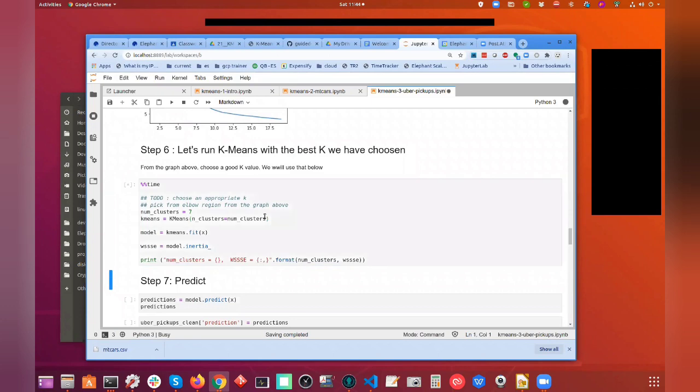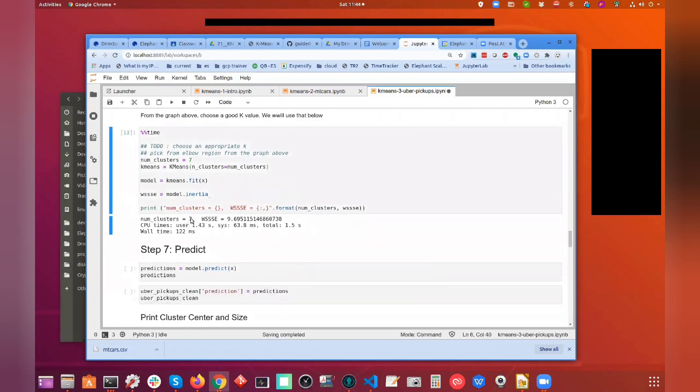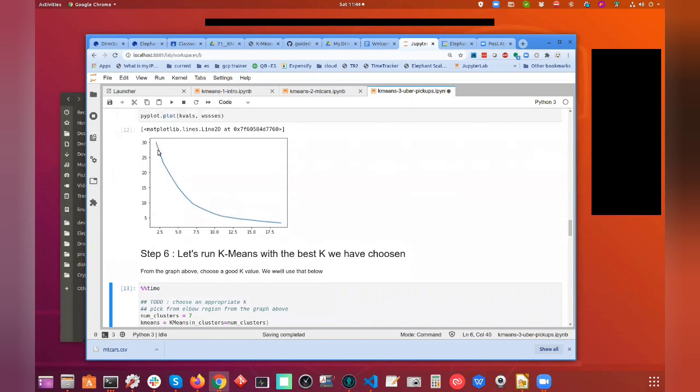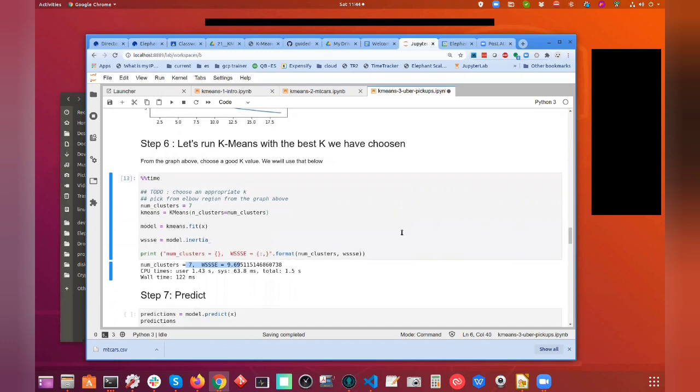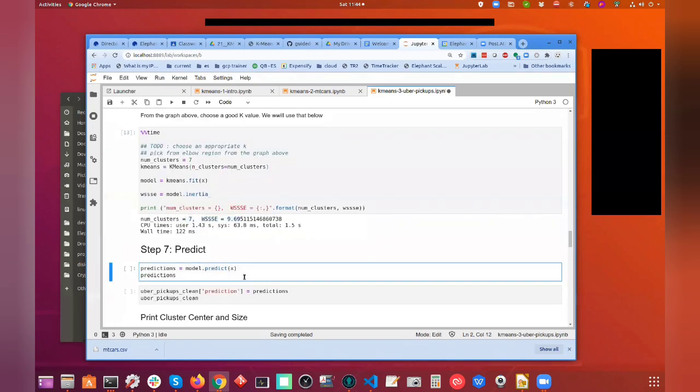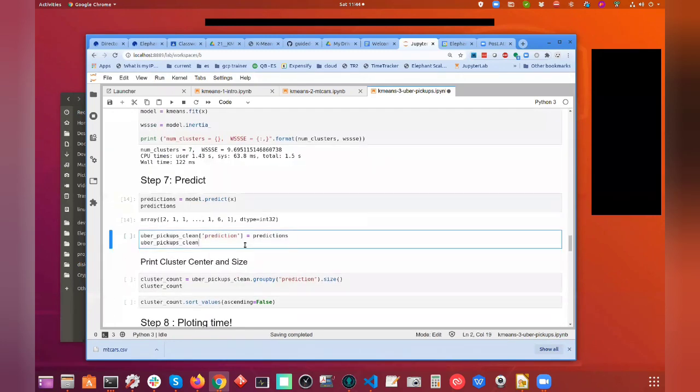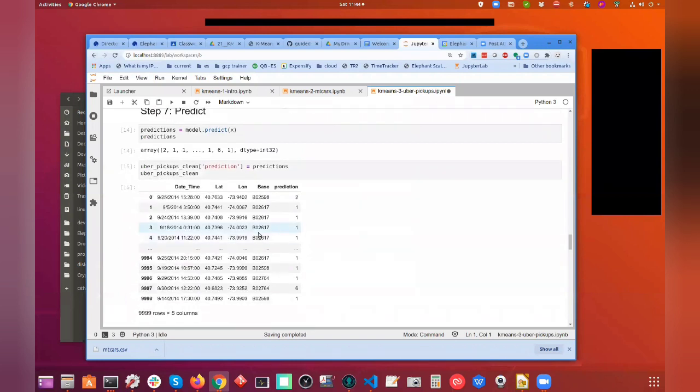Okay, so with 7 clusters, my inertia is like 9 point something. Again, you can see it's kind of coming down very quickly and then stabilizing. So we can do the predictions and all that. So you can see here.